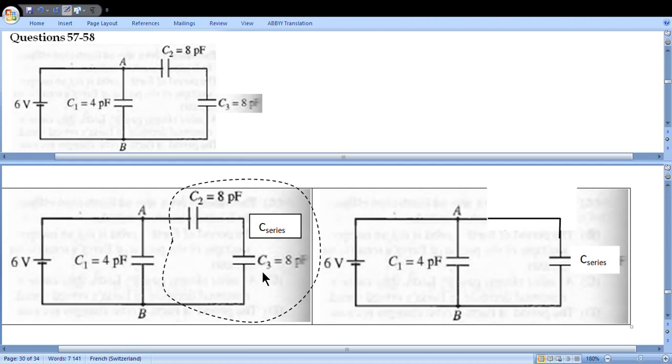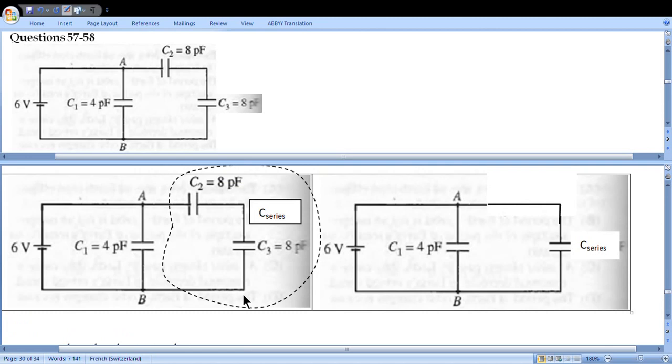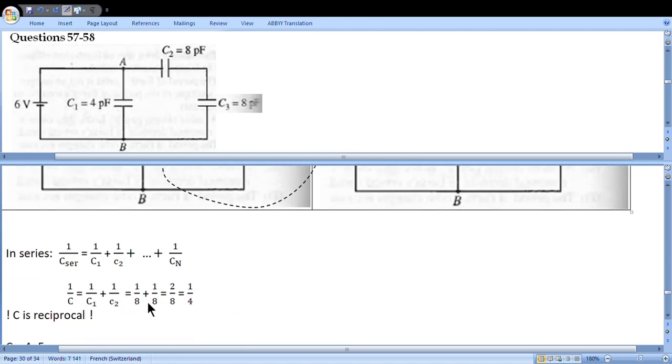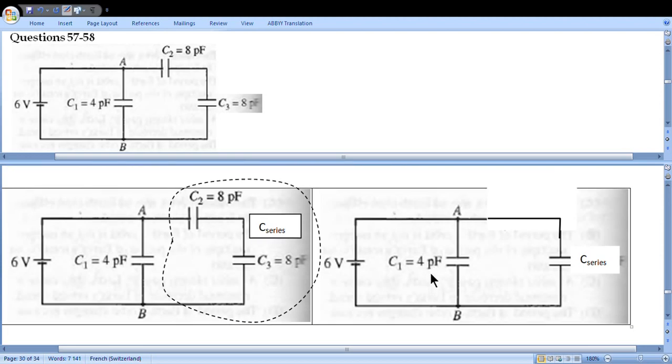Two capacitors in series. So the formula is the same, you use the formula for inverse. You add inverses and you get the inverse as a result. It is 1 over 8 plus 1 over 8, 1 over 4. The inverse is, so C is the reciprocal. So we get that the equivalent capacitance of these two capacitors connected in series is 4. 4 and 4 in parallel, we just add, we get 8.